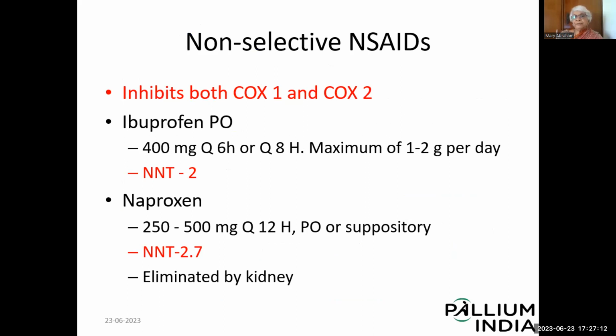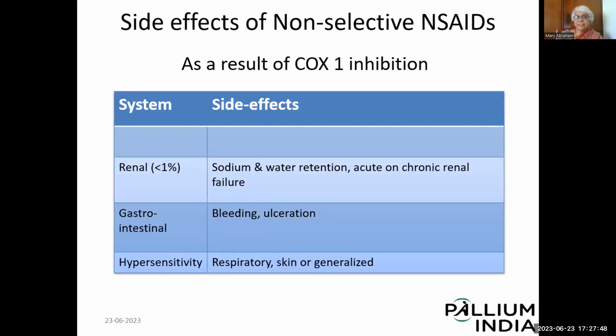Some examples of the non-selective COX inhibitors are ibuprofen. It is given in a dose of 400 mg every 6 hours. The NNT of ibuprofen is 2. That means it's a good analgesic. For every 2 patients, 1 will get good relief of pain. Then you have naproxen. I'm just discussing only the prototypes. There are others, like I mentioned earlier. Naproxen is given in only a twice daily dose, because of the half-life of the drug. And its NNT is 2.7, which is also considered a good analgesic.